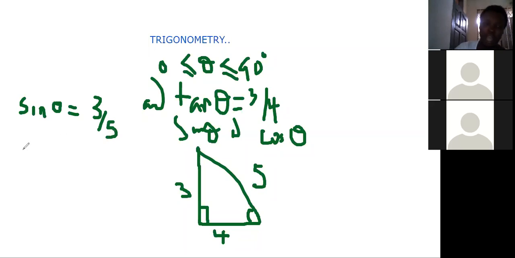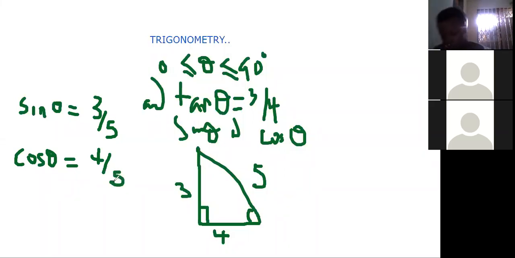Now we've been asked to find cos theta. Cos theta is equal to CAH, adjacent over hypotenuse. So the adjacent, which is 4, over the hypotenuse, which is 5. I hope you get how it was worked. I hope you get it. Yes, sir.